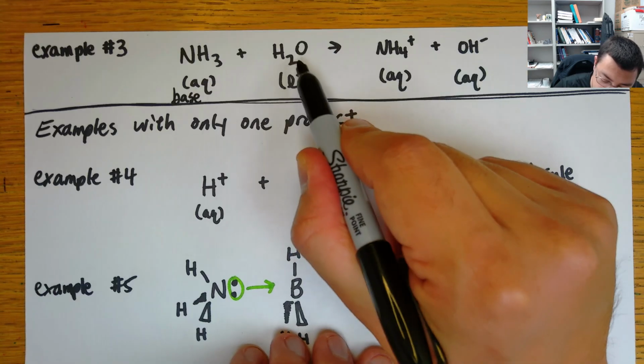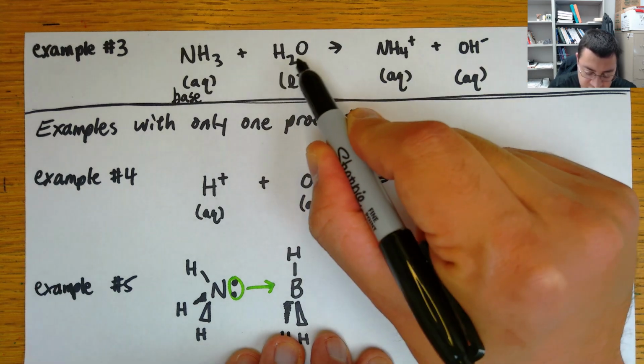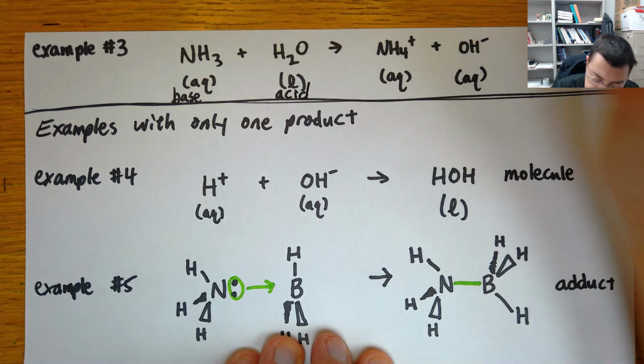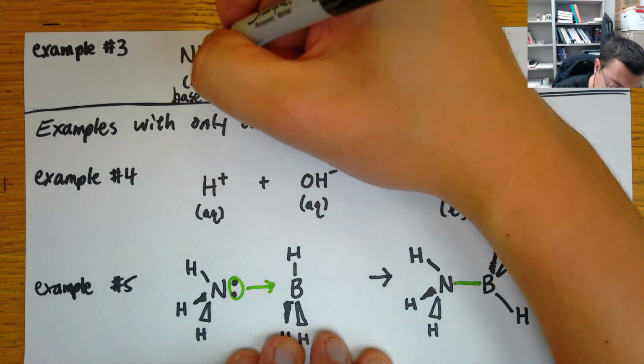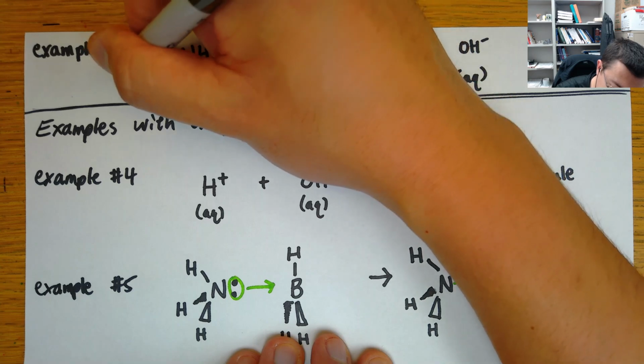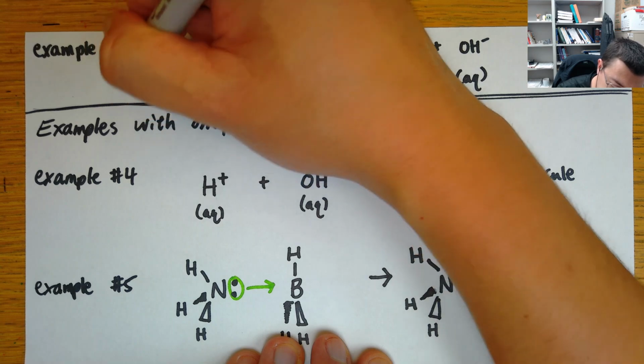And then water here, we go to the other side, we see that it lost a proton, lost an H+, so that would make this our acid. Okay, NH3, this is not a Bronsted-Arrhenius base. It doesn't have hydroxide.